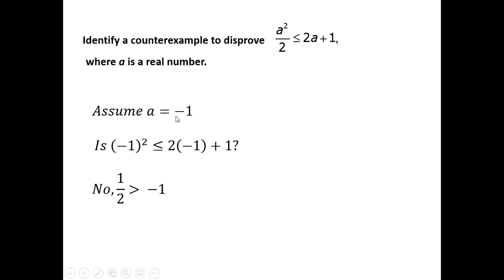Well, let's assume that a is equal to negative 1. Is negative 1 squared, there should be a divided by 2 here, sorry, is negative 1 squared divided by 2 less than or equal to 2 times negative 1 plus 1? No. 1/2 is greater than negative 1. So this statement is not true. Again, sorry, there should be a divided by 2 there. It should be negative 1 squared divided by 2.